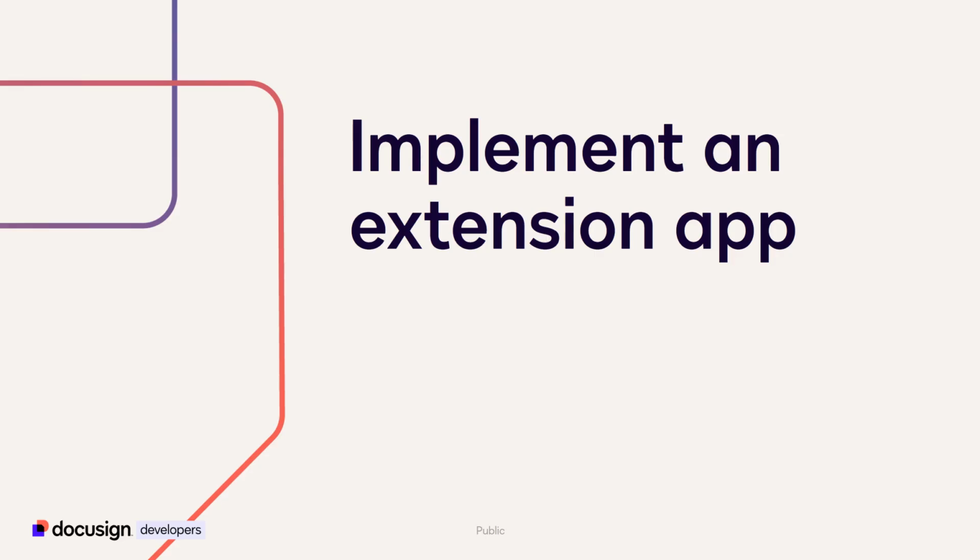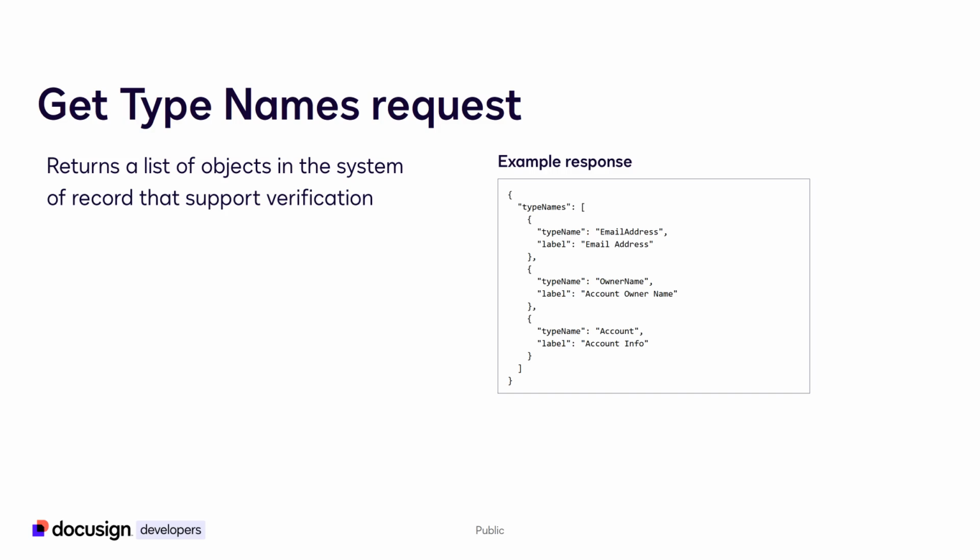Let's take a closer look at the implementation details for a Connected Fields extension app. The extension app must respond to three types of request from Docusign. Docusign sends a getTypeNames request to an extension app to obtain a list of objects in the system of record that support verification. An example response is shown here.